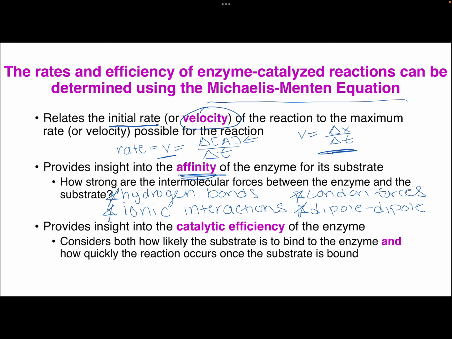So if these forces are strong, the substrate's going to come, it's going to bind to the enzyme, it's going to interact with the enzyme through these forces, and if they're strong, it's going to hold the substrate there, which makes the reaction more likely to happen. If they're weak, the substrate will come, it'll collide with the enzyme, but the forces are weak. So there's a good chance the substrate's just going to fall right back off. So this is really useful for thinking about how likely it is that a reaction is going to happen.